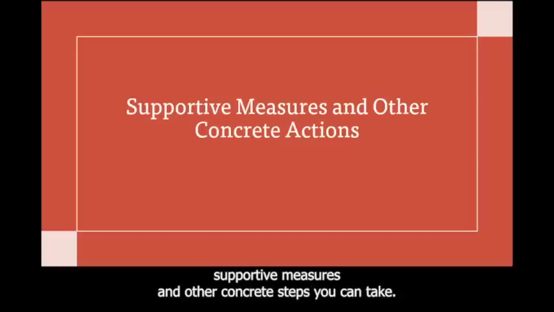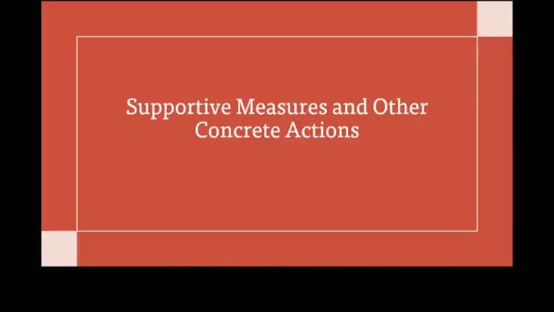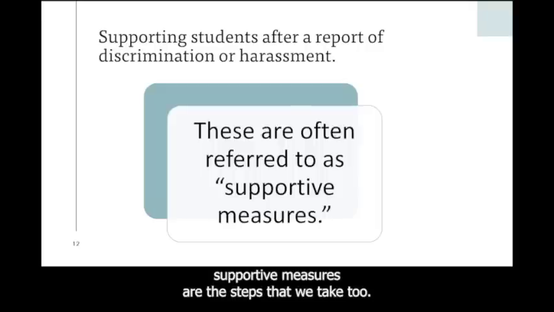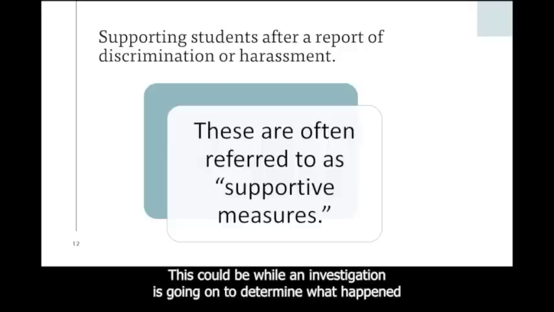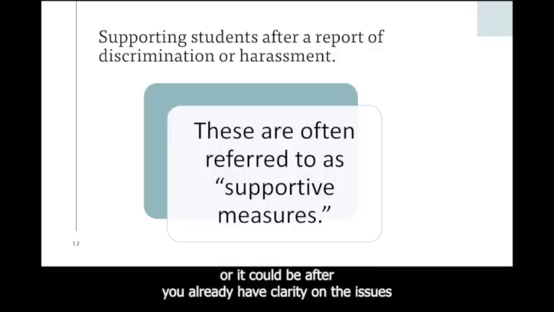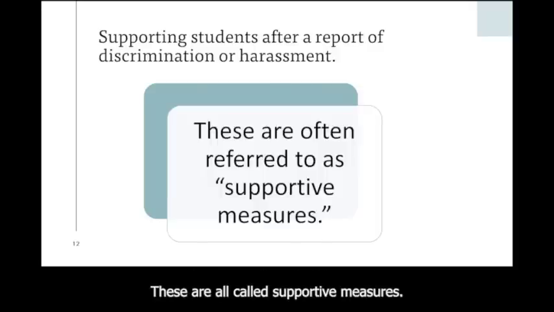Now, let's talk about supportive measures and other concrete steps you can take when we have allegations of discrimination or harassment. Supportive measures are the steps that we take to, yes, you guessed it, support students after a report or an incident of discrimination or harassment. This could be while an investigation is going on to determine what happened, or it could be after you already have clarity on the issues and you're working to resolve or eliminate them. These are all called supportive measures.